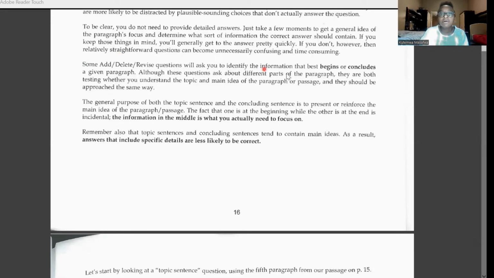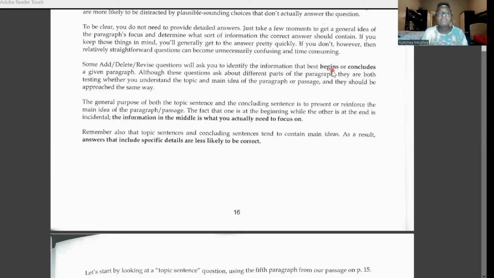So if you're being asked about information that best begins a paragraph, of course, you're going to need something that talks about what is mentioned in the rest of the paragraph. So in this case, your main focus is going to be the information that comes after, right? What is being talked about, the idea. Does this sentence actually bring up, does it contain something that comes in the sentence after?